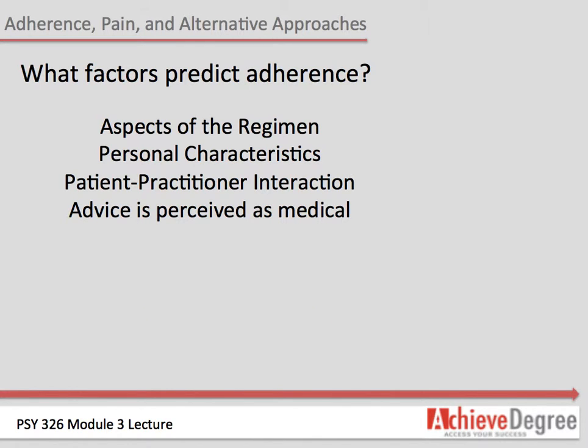Adherence is high, 90%, when advice is perceived as medical. Adherence is lower, 76%, if it involves vocation. For example, you must take time off of work. Adherence is even lower, 66%, if the advice is social or psychological. For example, avoid stress. Adherence is very poor, 20 to 50%, when the patient is asked to change their habits.